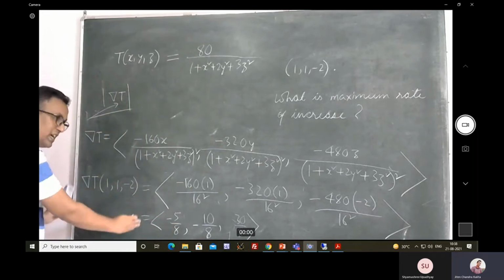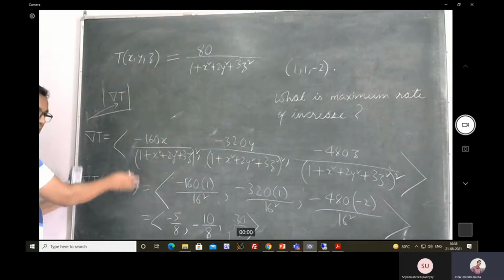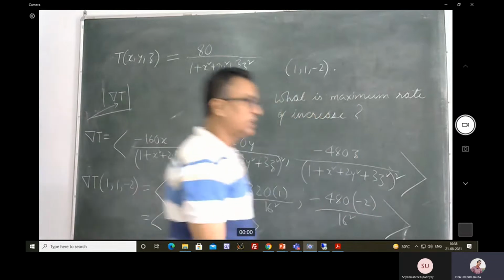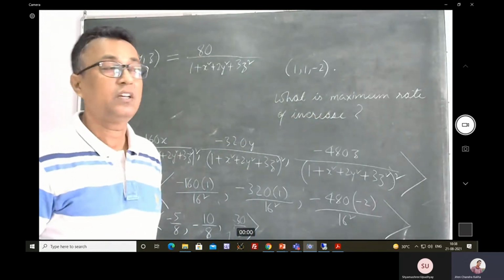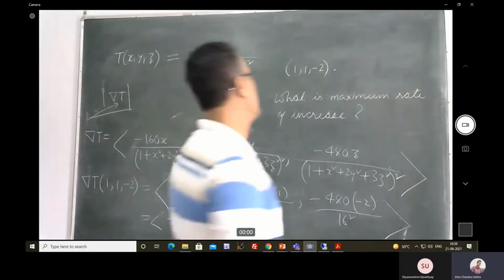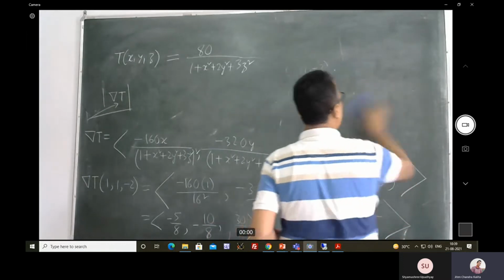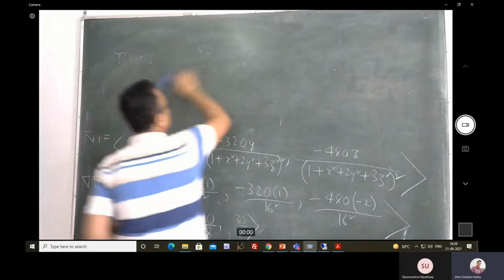So if you take the mod of this, the absolute value of this, or the length of this gradient vector, it is going to give you the maximum rate of increase. Okay, please try it at home. And the maximum rate of increase is going to be in Celsius per meter. Remember that. Okay, fine. And again, I will show you the slides quickly.